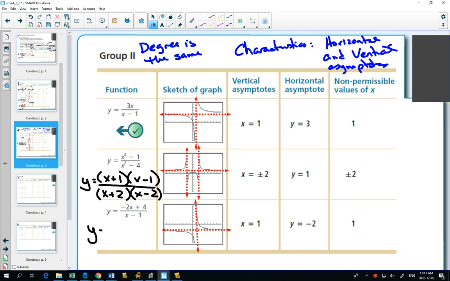The third one, you could factor out a negative 2, leaving you with x minus 2. But still, no factors cancel out. Only when factors cancel out do we get a hole. So when the degrees are the same and nothing cancels out, you will always have your vertical asymptotes at your non-permissible values, just like you had in the past. So that part's easy. But now we have new horizontal asymptotes. In grade 11, your horizontal asymptotes, if you had them, were always at y equals 0. Now they're at a different place.